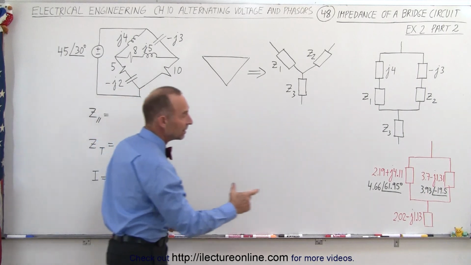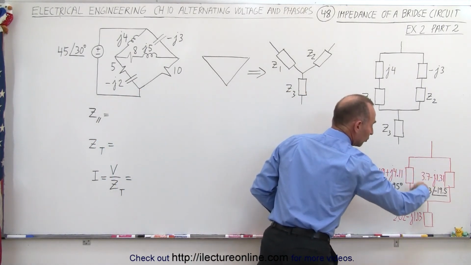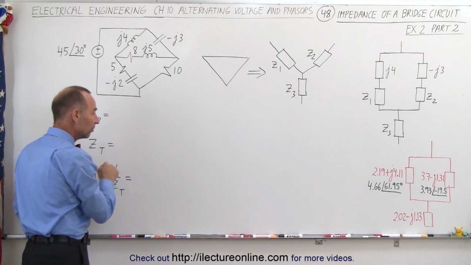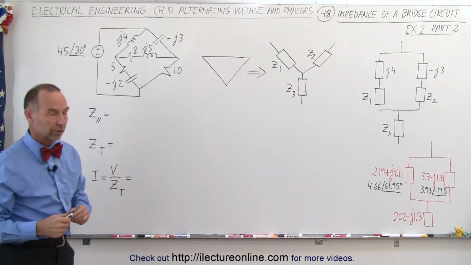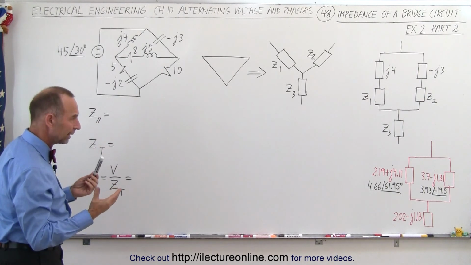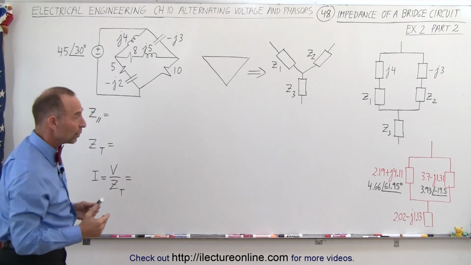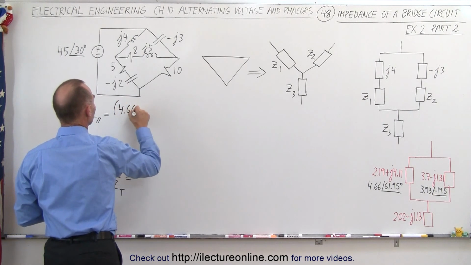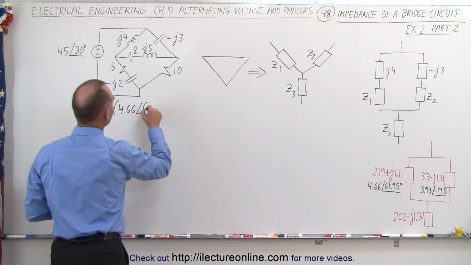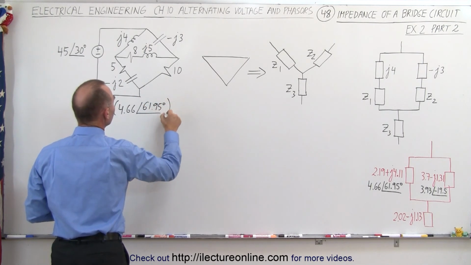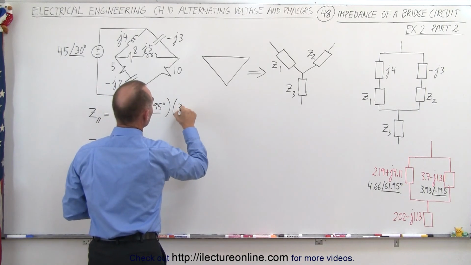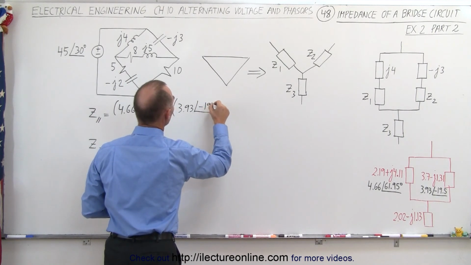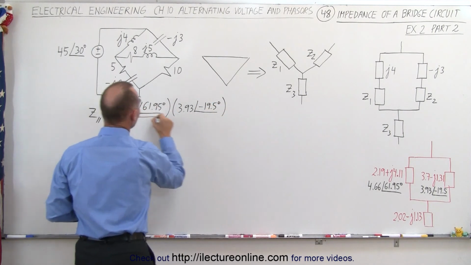We first want to find the impedance of the two impedances in parallel right here. Then we want to combine that to get the total impedance, and then finally we want to get the current through the circuit. So first of all, to get the impedance of the two parallel branches, we take the product over the sum. So the product would be 4.66 with a phase angle of 61.95 degrees, and multiply that times 3.93 with a phase angle of minus 19.5 degrees. And then we divide that by the sum.